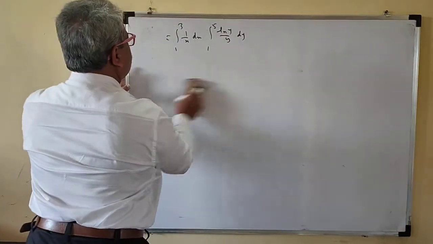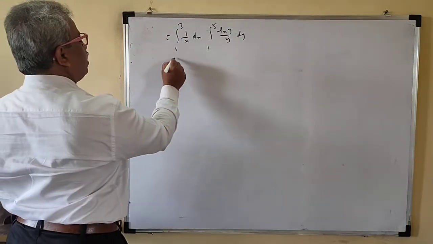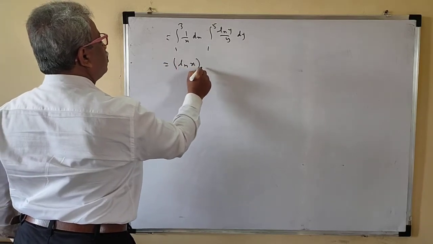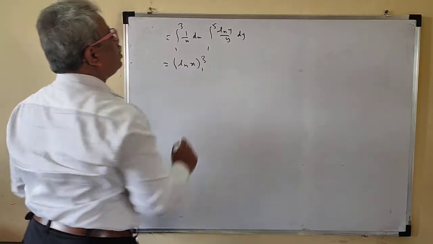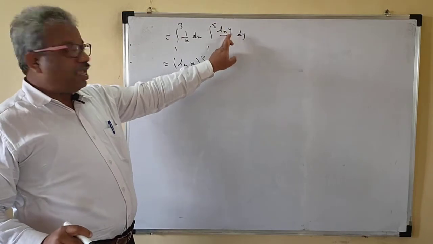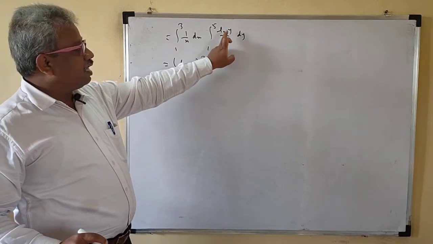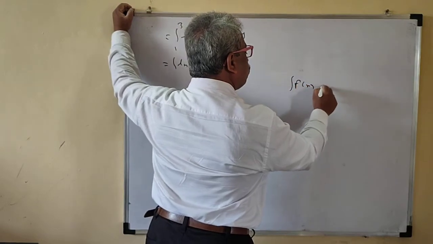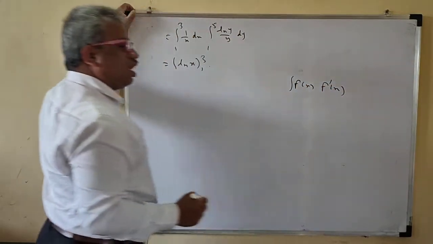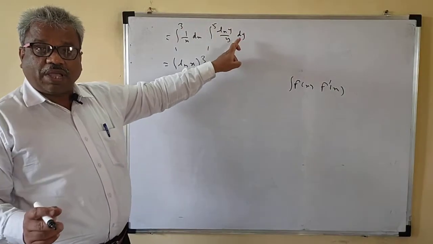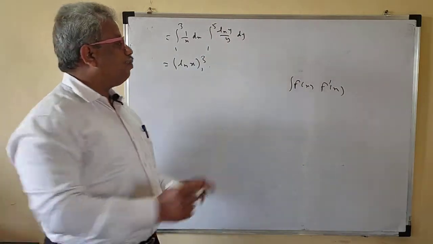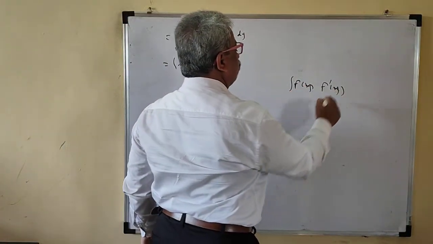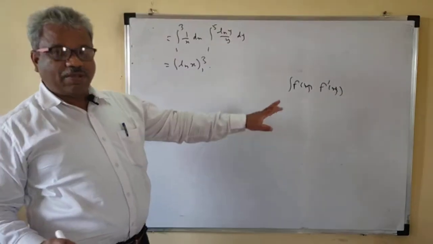Okay, so now you can integrate. This is ln x from 1 to 3. Now the derivative of ln y is here, so this is of the form f of x into f dash x: ln y into 1 by y, so f of y into f dash y, because the derivative of ln y is 1 by y.